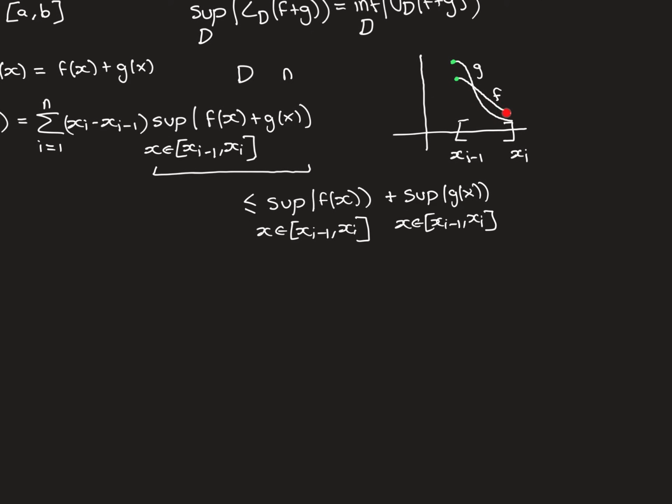So these functions that I've drawn are continuous over that closed interval. So by the extreme value theorem, they attain a maximum and minimum. So the maximum value is going to be their supremum. So these points in green, these are the suprema. So this is the supremum of f, this is the supremum of g.